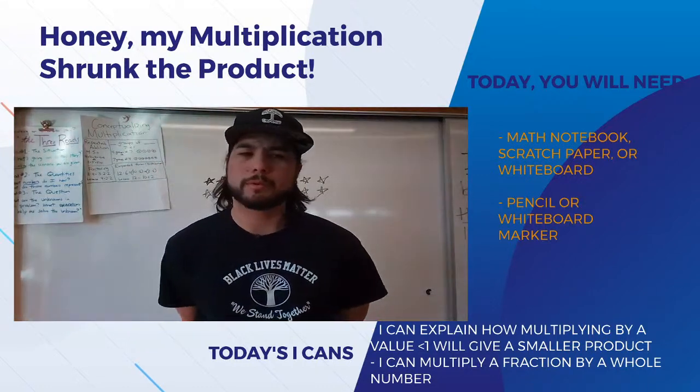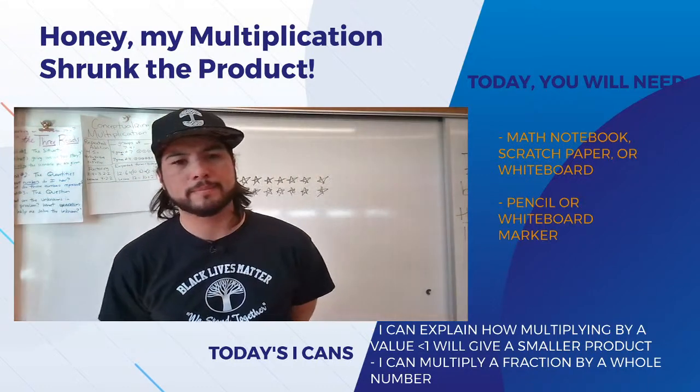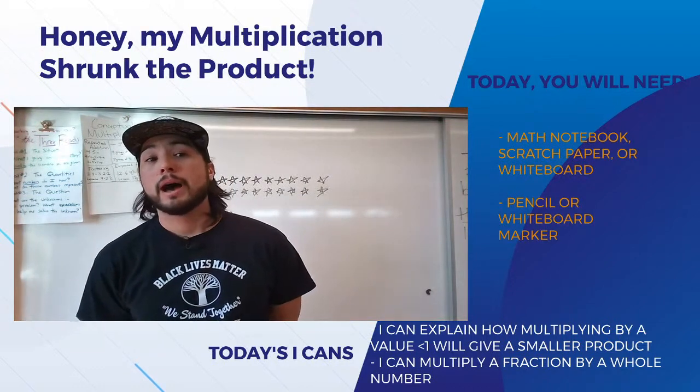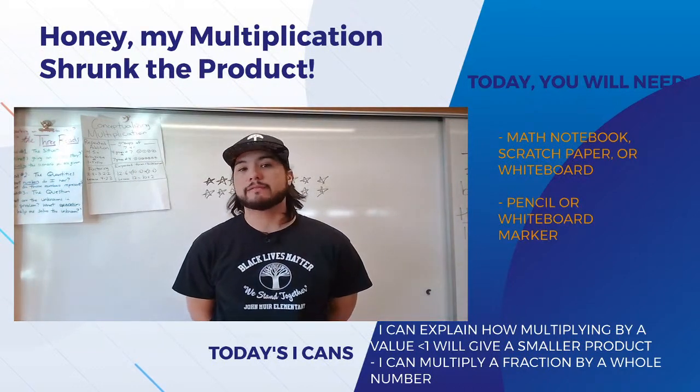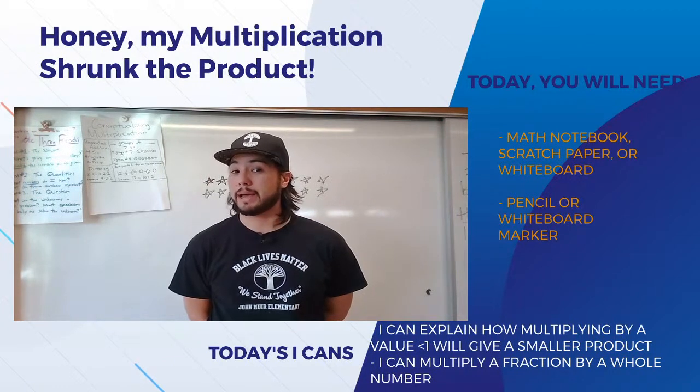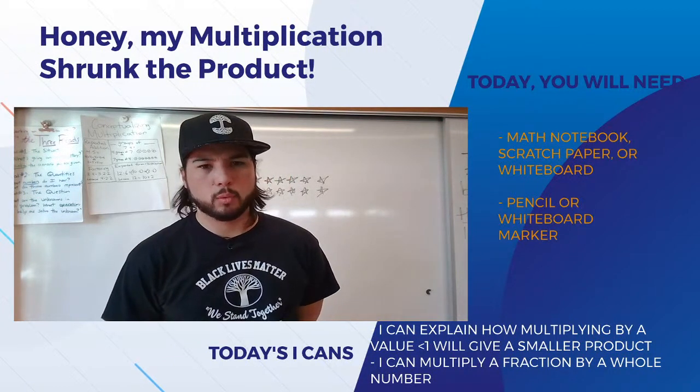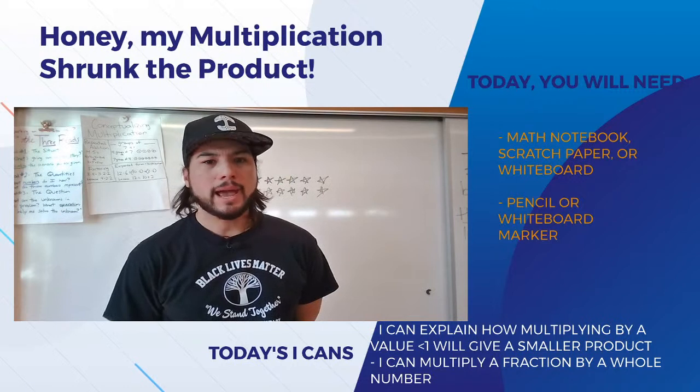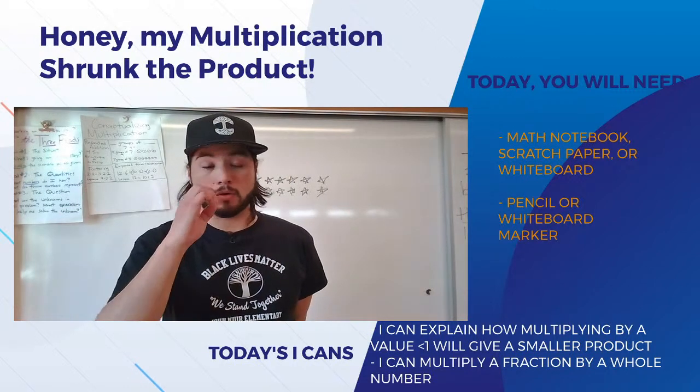So there's what we're going to need today: something to write on, something to write with. Our I Cans are down yonder. They say this. Let me read them to you. I can explain how multiplying by a value less than 1 will give a smaller product. And I can multiply a fraction by a whole number.